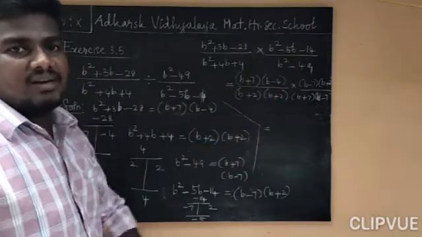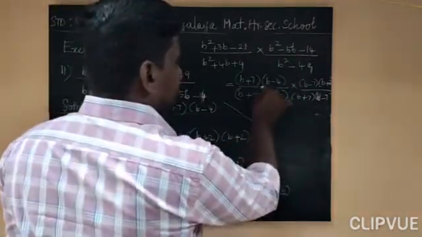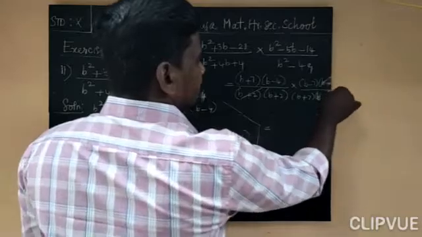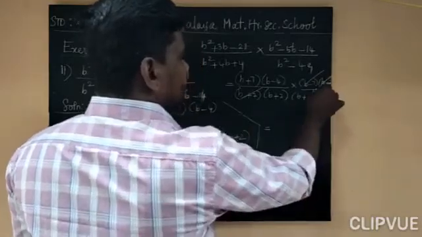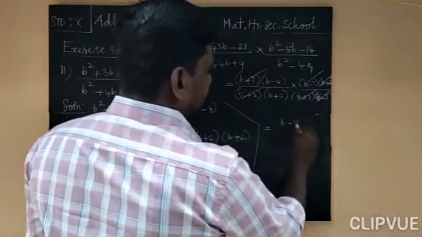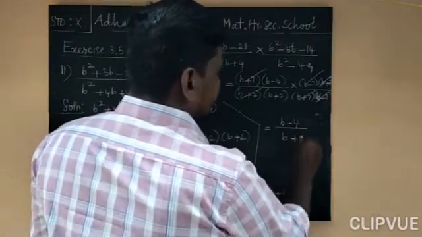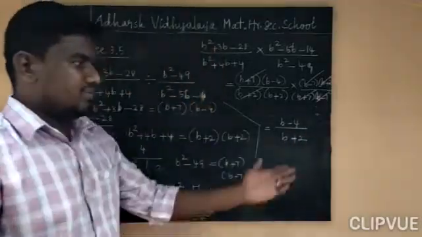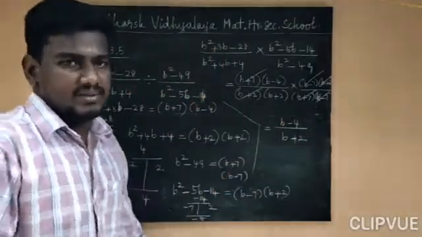Now we can cancel the common factors. Look here: b plus 2 and this b plus 2, b minus 7 and b minus 7, b plus 7 and b plus 7. So what do we have? b minus 4 divided by b plus 2. This is the irreducible form. Hereafter we cannot simplify it.